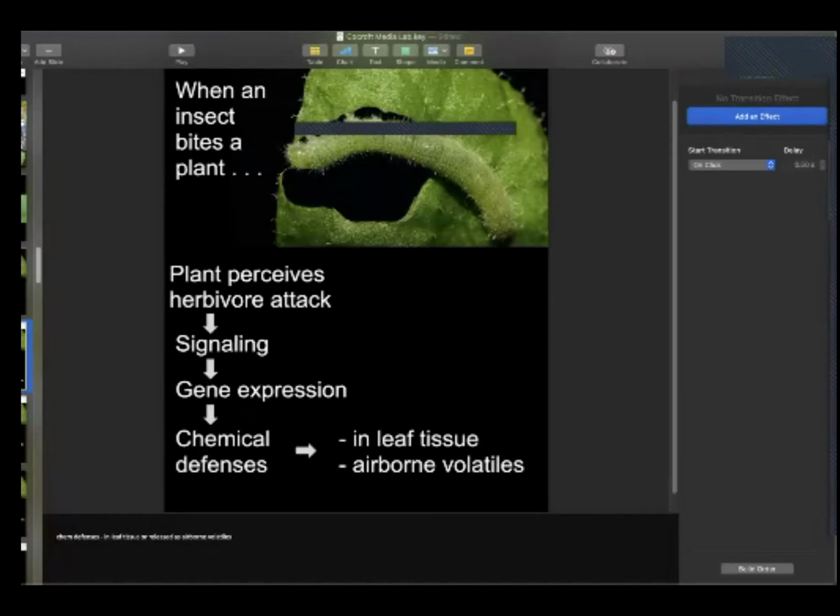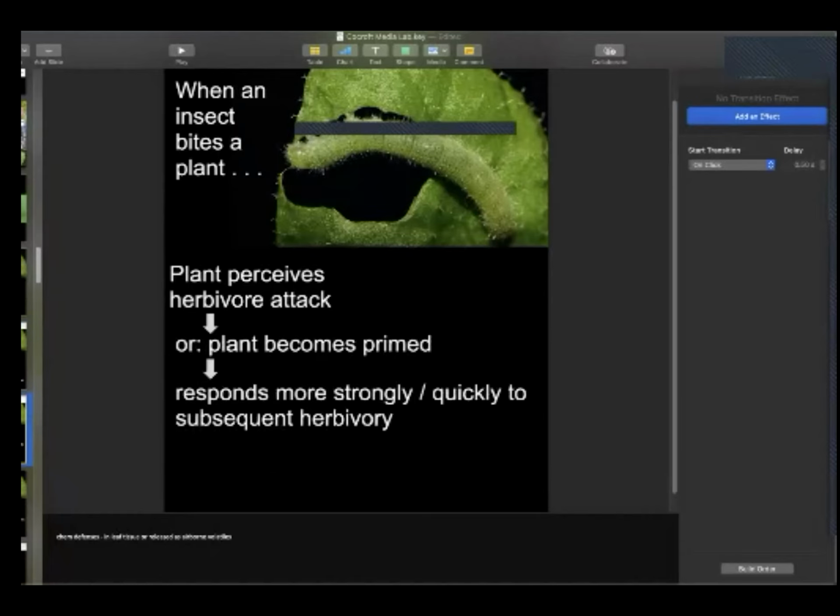And so that can happen, or after the plant perceives a herbivore cue, it can become primed, so that you don't see an increase in chemicals right away, but you see that when you do challenge it with herbivory, it responds more strongly or more quickly.